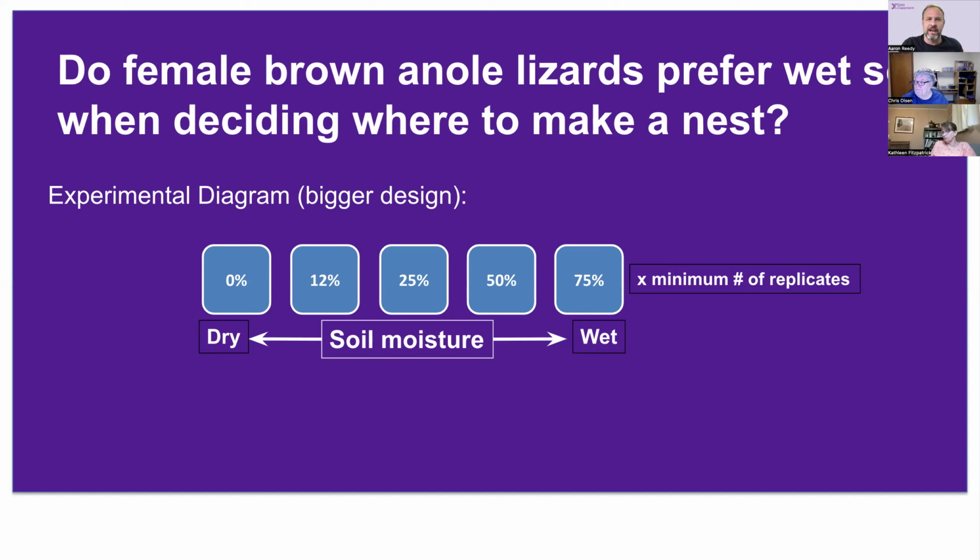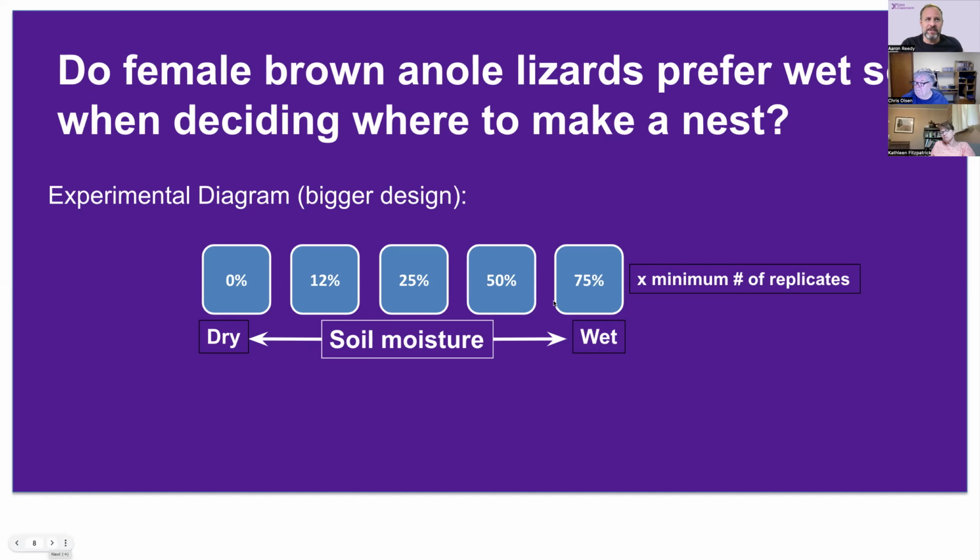And so that's just kind of a basic rule: don't add levels to a treatment, or categories to a categorical variable, unless you're going to get at least 20 replicates per group.